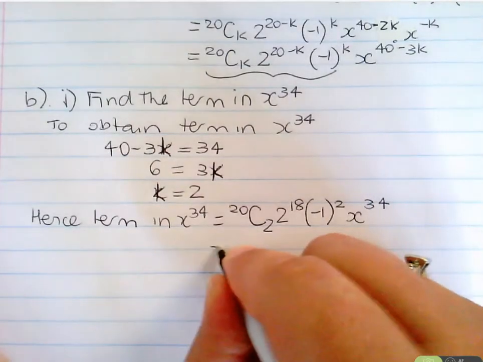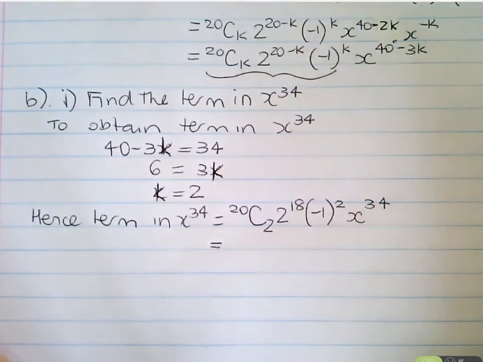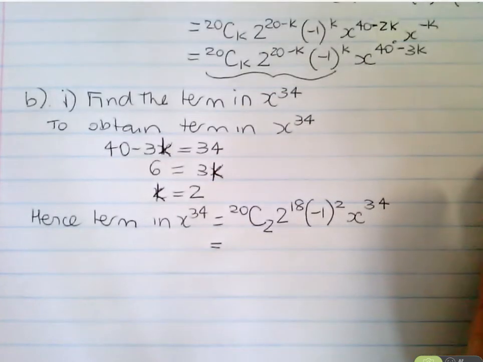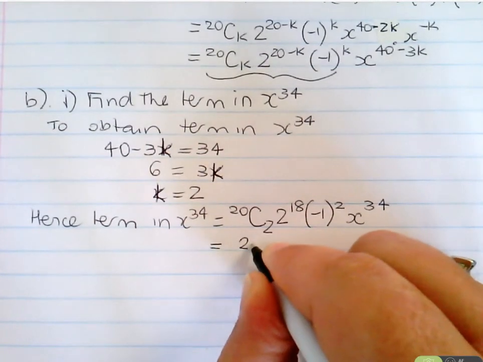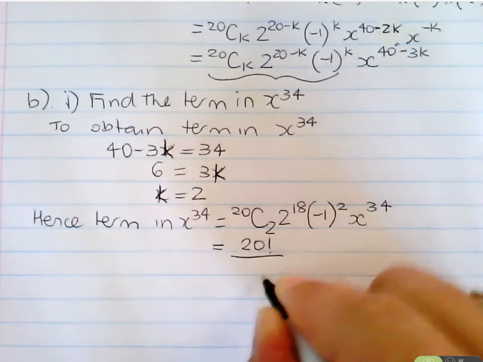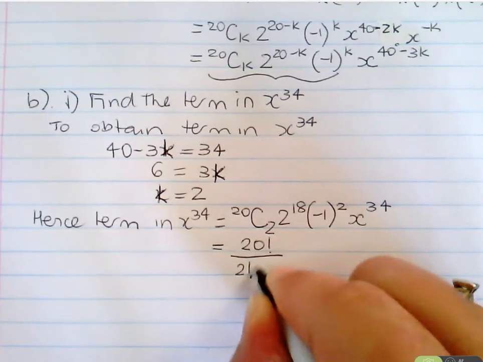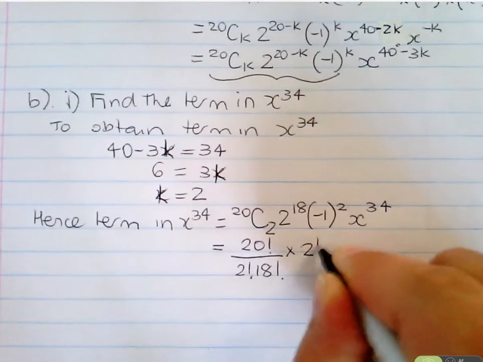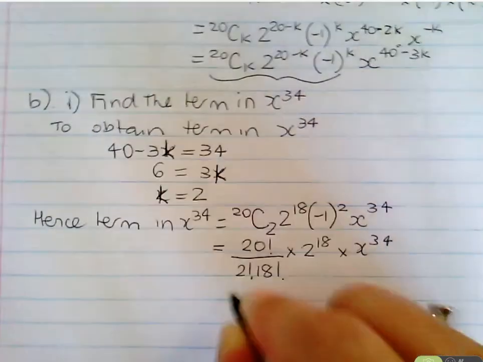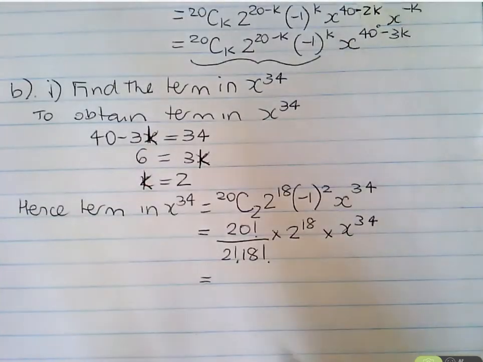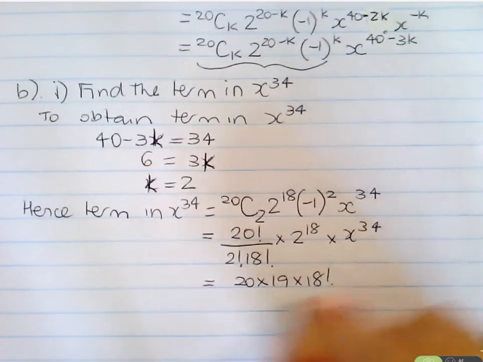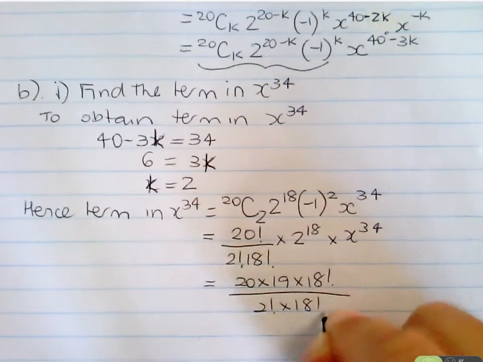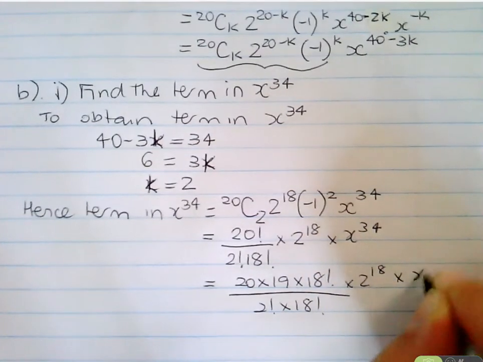Okay, so now what do I do? I simplify this. So 20c2, what's the formula for it? I want you to do it using factorial. Well, all right, I suppose you could do it otherwise, but let's just practice. What is the formula for 20c2? 20 factorial over 2 factorial times 18 factorial times 2 to the power of 18 times x to the 34. Let's just practice working it out. How would you work it out? 20 times 19 times 18 factorial over 2 factorial times 18 factorial times 2 to the 18 times x to the 34. You know why?